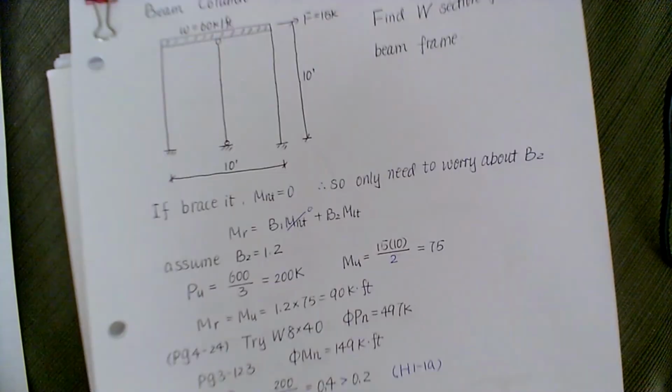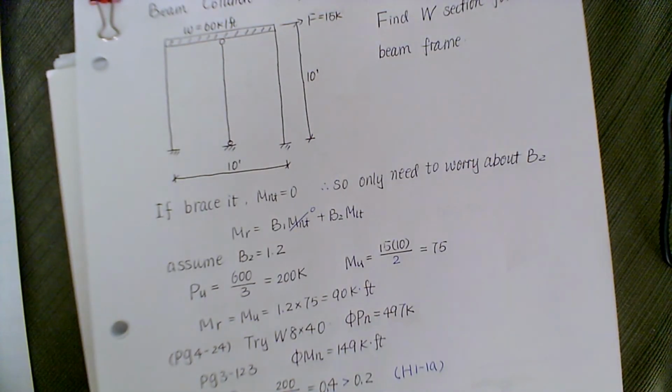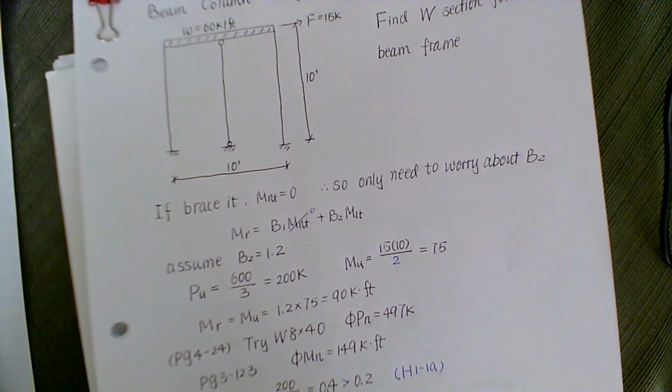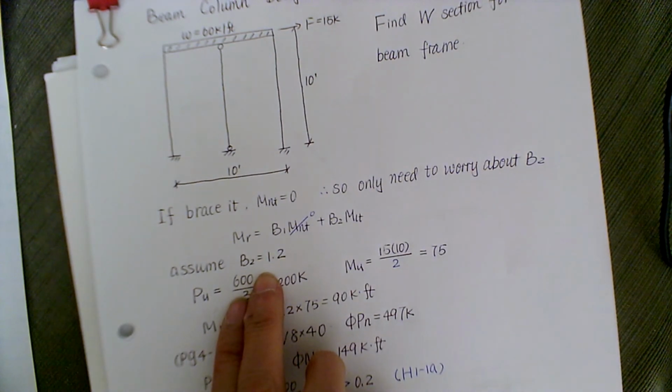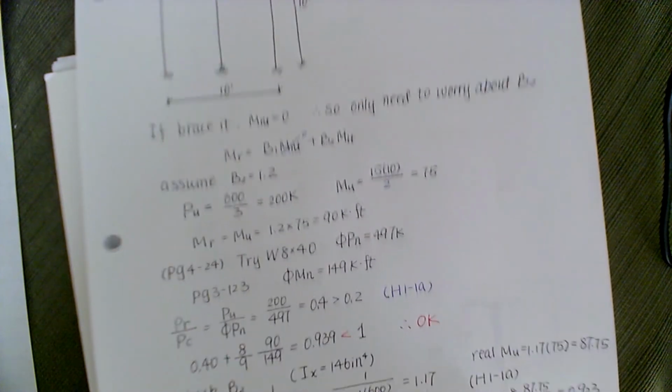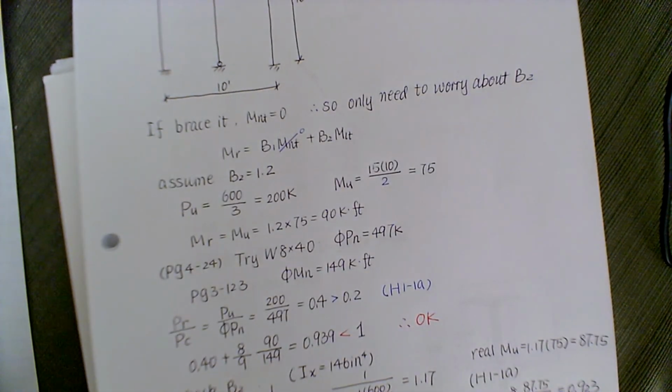So let me summarize one more time. It will be very similar to before. We are going to try, and if we made an error, we try another one. So basically, this time for the unbraced frame, we are going to guess the B2 and do the following calculation. And then we have to go back and check everything.